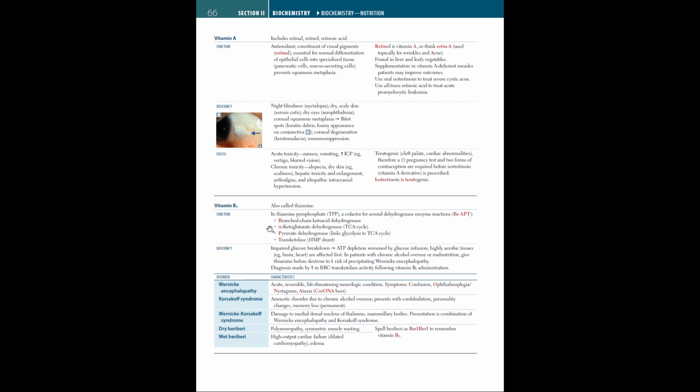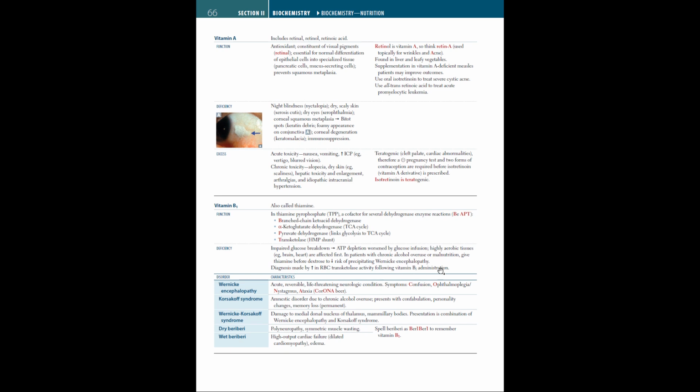Now, the deficiency is impaired glucose breakdown, leading to ATP depletion worsened by glucose infusion. Highly aerobic tissues, for example the brain and heart, are affected first. Now, in patients with chronic alcohol overuse or malnutrition, we give them thiamine before dextrose to decrease the risk of precipitating Wernicke encephalopathy. Diagnosis is made by increased RBC transketolase activity following B1 administration.